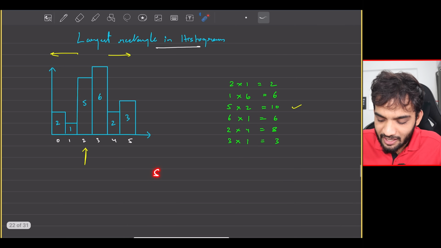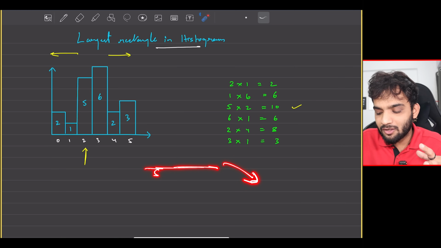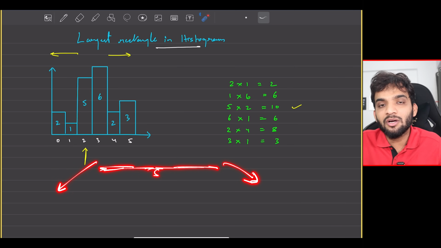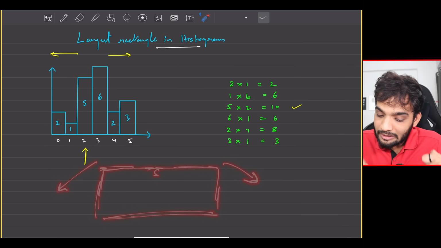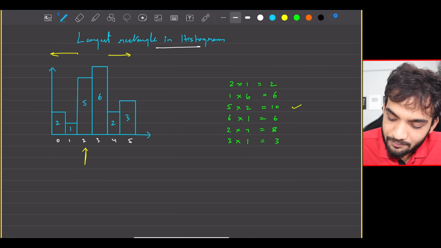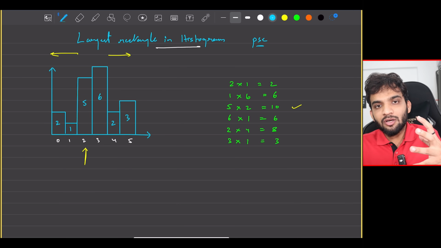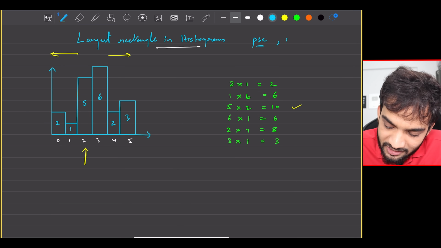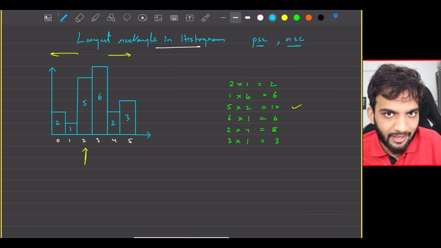If it's a height of 5, I can just carry on. And if there is a smaller, it will break. On the left, I can carry on. If there is a smaller, it will break. And this is how the rectangle will be formed. So what I typically need is previous smaller element for every block. I need to know it. Next smaller element for every block. I need to know it as well.